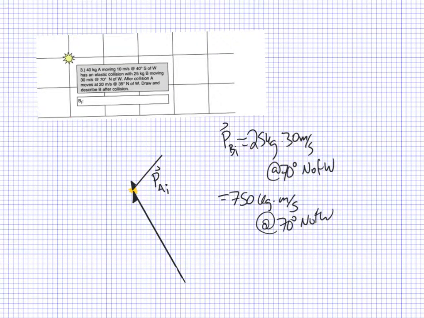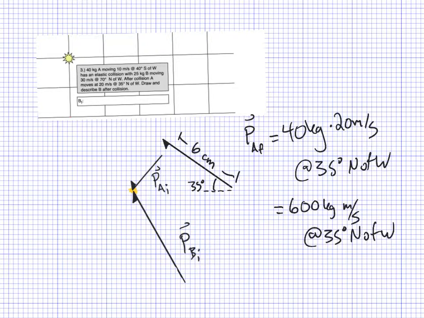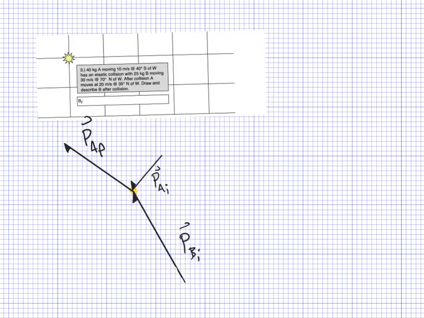So I move my piece of B initial to hit our collision point. And I just do the exact same process over again for our piece of A final. So now we have a drawing of all three given vectors. Now we have to figure out what piece of B final is.